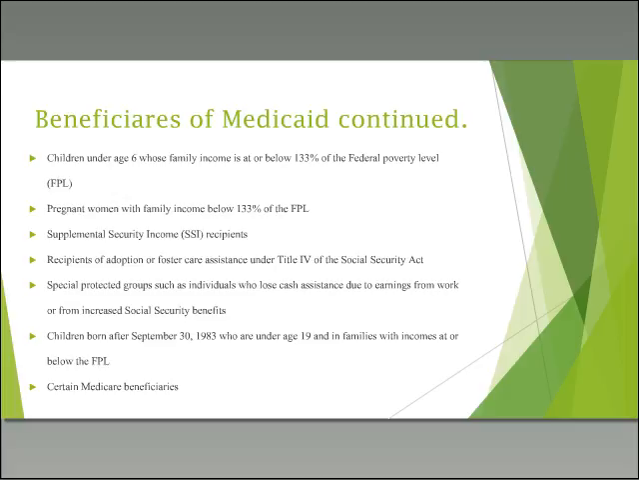Beneficiaries include children under age 6 whose family income is at or below 133% of the federal poverty level; pregnant women with family income below 133% of the federal poverty level; Supplemental Security Income, SSI recipients; recipients of adoption or foster care assistance under Title IV of the Social Security Act; and special protected groups such as individuals who lose cash assistance due to earnings from work or from increased Social Security benefits. Also children born after September 30th, 1983, who are under age 19, and in families with incomes at or below the federal poverty level.